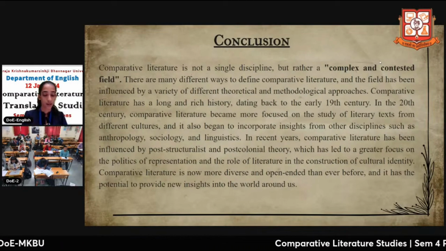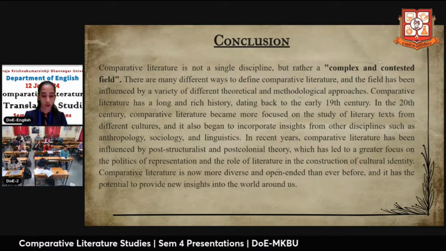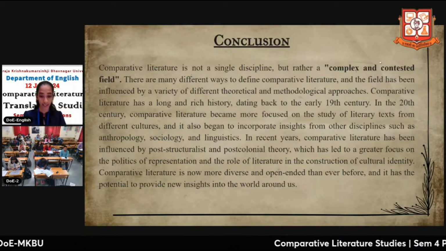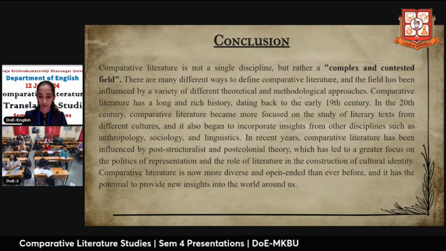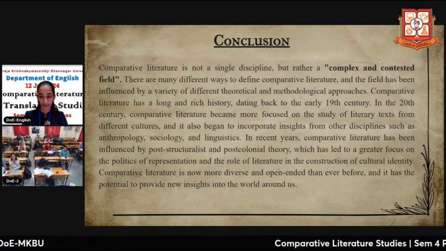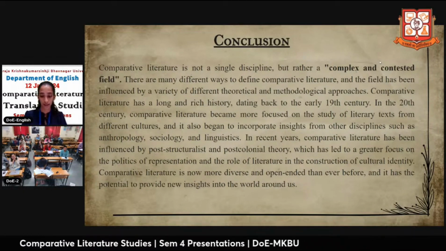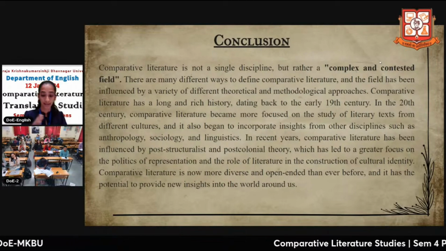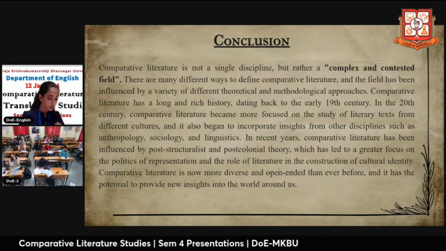In the 20th century, comparative literature became more focused on the study of literary texts from different cultures, and it also began to incorporate insights from other disciplines such as anthropology, sociology, linguistics, and as well we can connect it with gender studies, media studies, film studies, and many others. In recent years, comparative literature has been influenced by poststructuralist and postcolonial theory, which has led to a greater focus on the politics of representation and the role of literature in the construction of cultural identity. Comparative literature is now more diverse and open-ended than ever before, and it has the potential to provide new insights into the world around us.